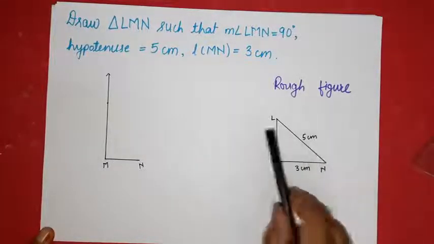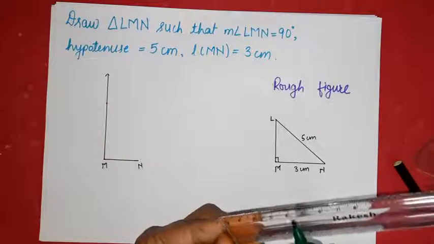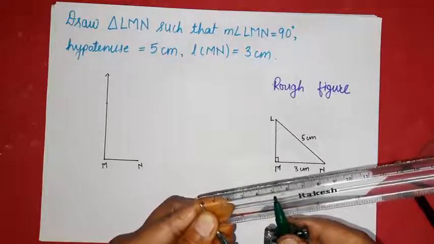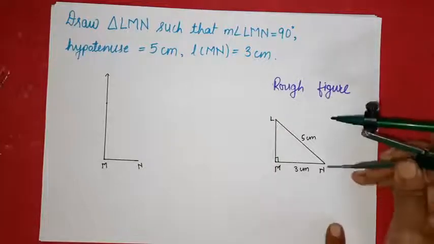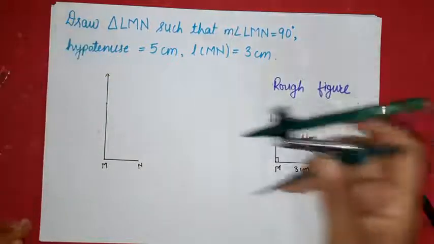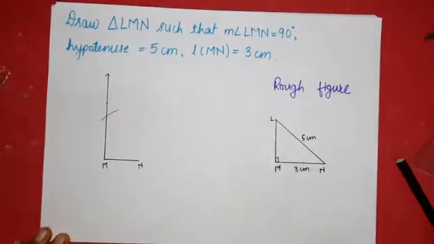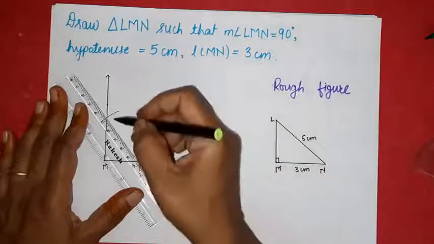Now to get the location of vertex L, we will take the compass. We will adjust 5 centimeter using the ruler. Put the needle end on 0 and bring the pencil end on 5. Now the segment LN is 5 centimeter. So we will put the needle end on N and we will mark the arc on this ray. So put the needle end on N, give the arc on the ray. Now join this intersecting point with N, you will get the hypotenuse LN.